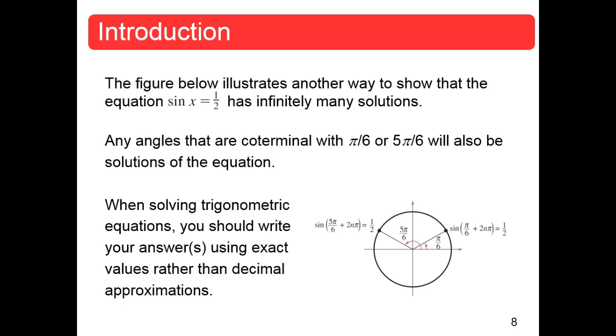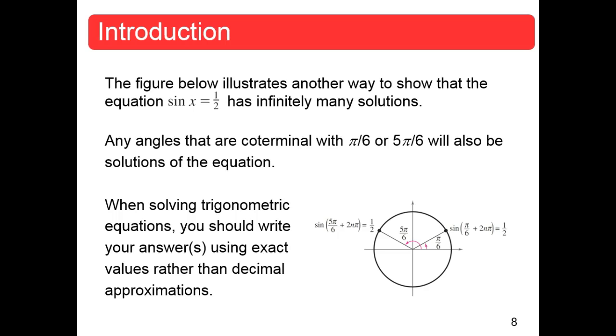Okay, so the figure below illustrates another way to show the equation sine x equals 1/2 has infinitely many solutions. If you do the unit circle, or any old circle here, and you show pi/6 here, then you know that 1/2 is going to be its value. The y value is 1/2. But it's also 1/2 over here, and that's 5pi/6, because you're pi/6 short of your horizontal axis, which is the reference angle here, pi/6.